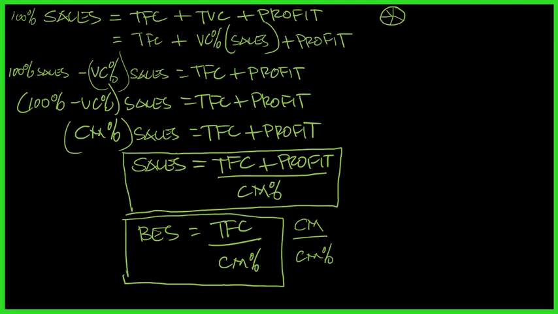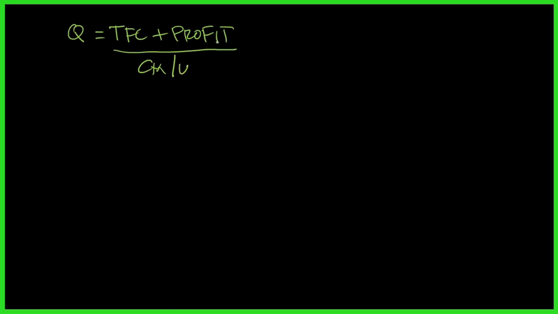Ayan. Now, sige. Kanina, we have this formula. Quantity can be computed by total fixed cost plus your profit divided by your contribution margin per unit. Now, this one is your profit before tax. What if your target profit is your profit after deducting tax? So, ito ay, anong gagawin? I-gross up mo lang yun, no? This one is before tax, lagay natin.